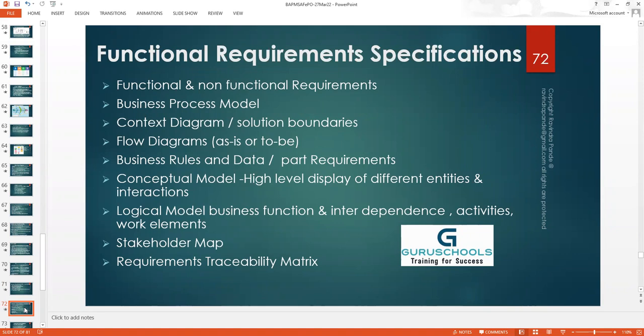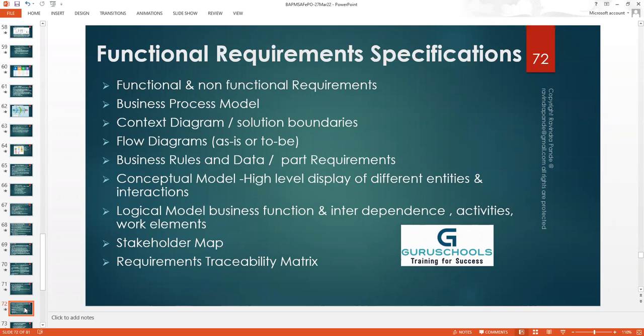Now, there are many chances where we forget why we draw BRD or SRS, right? Why do we create SRS? SRS is a base for FRS, the functional requirement specification, which is normally done by the architects and the designers of the systems who are going to build it. Functional and non-functional requirements, business process model, context diagram, solution boundaries. These are all technical terminology.